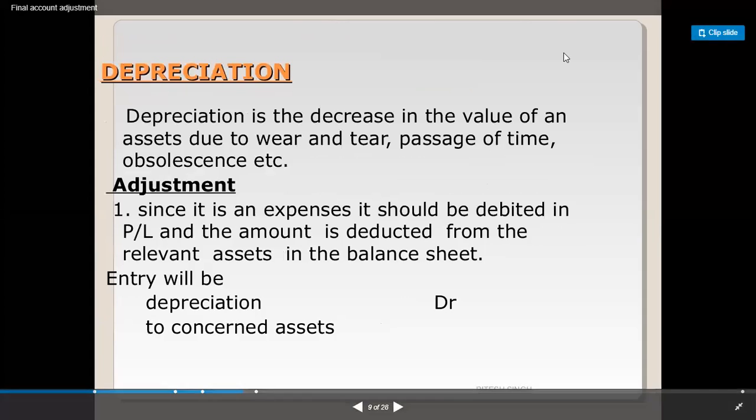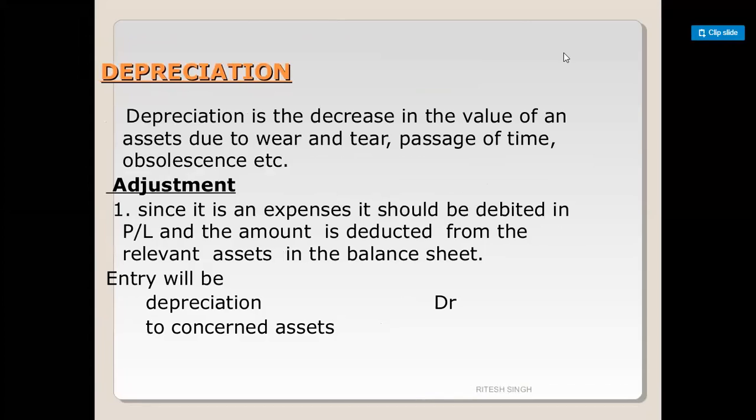Next important adjustment is depreciation. Depreciation is a decrease in the value of an asset due to wear and tear, passage of time, obsolescence, etc. If it is given in the adjustment, then its amount will be debited to the profit and loss account and should be deducted from the relevant asset in the balance sheet. Journal entry will be depreciation account debited to concerned asset account.